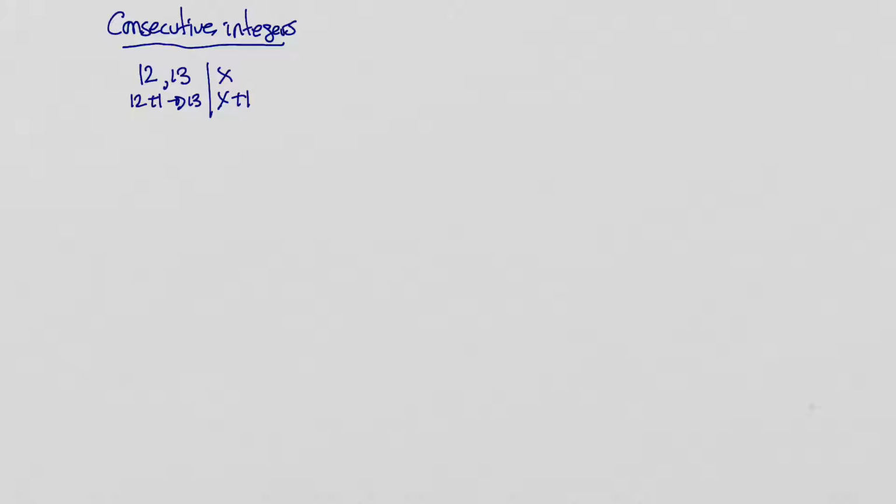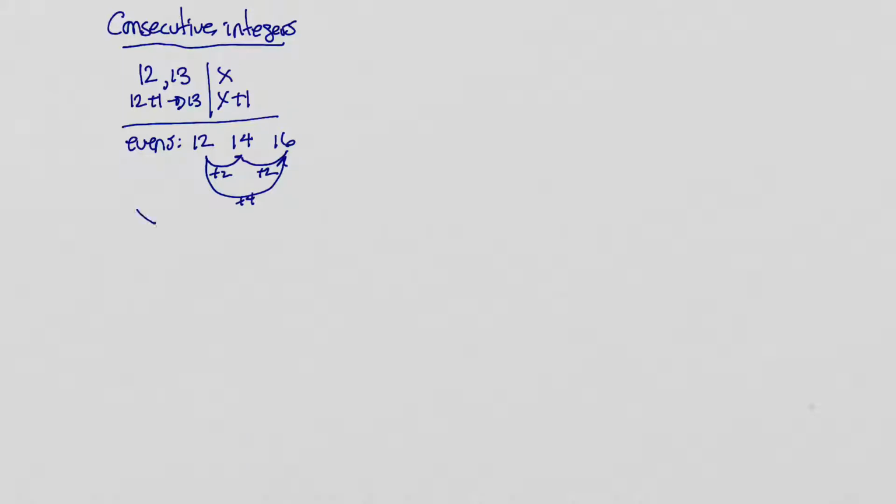Now, what about consecutive evens? All right, let's look at evens here. What if we have 12? The next one is 14. The next one would be 16. So what do you notice here? To get from 12 to 14, you have to add 2. To get from 14 to 16, you add 2. To get from 12 to 16, you have to add 4.